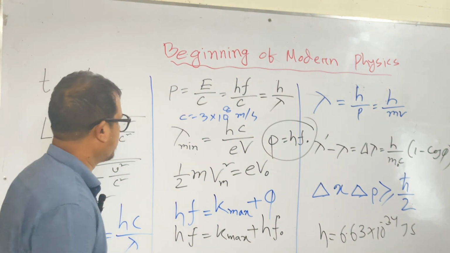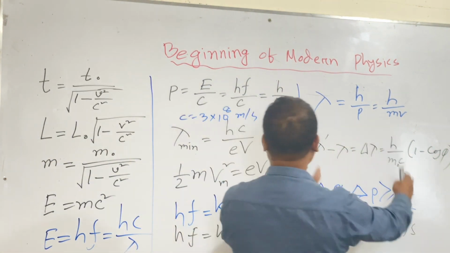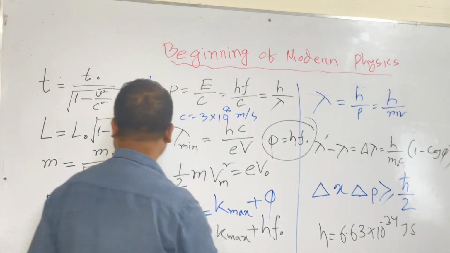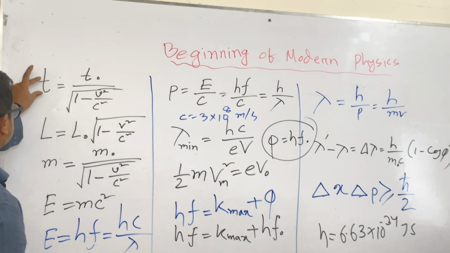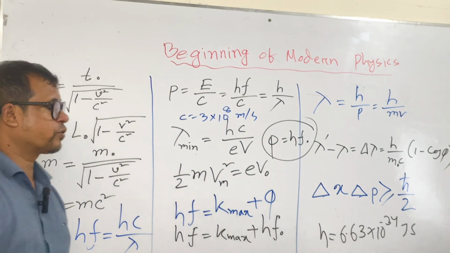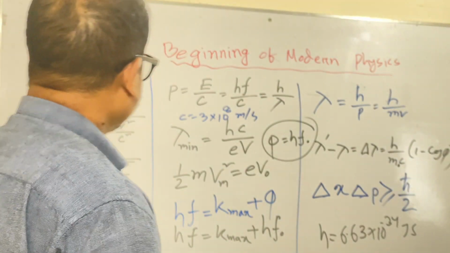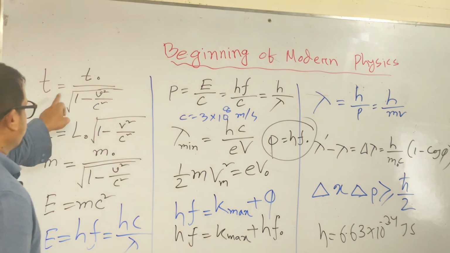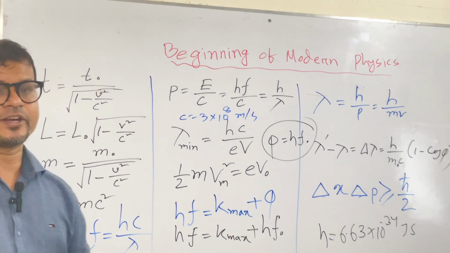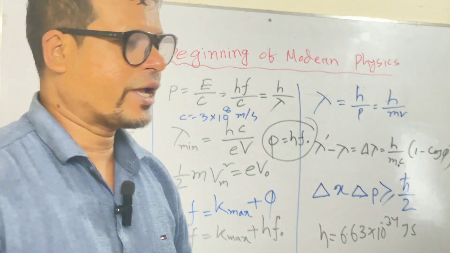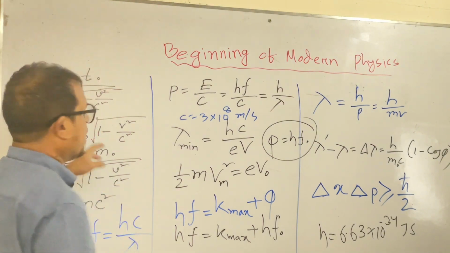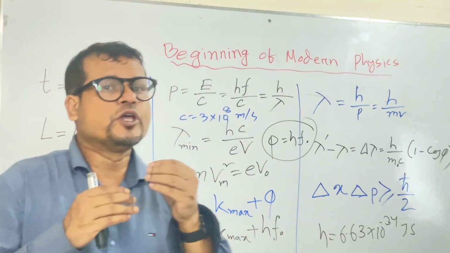The rest, I have said about this line, and I have said about this line. Now the remaining part is t equals t naught over root 1 minus v square over c square. Here t naught is the time at rest, and t is the time of a moving body.